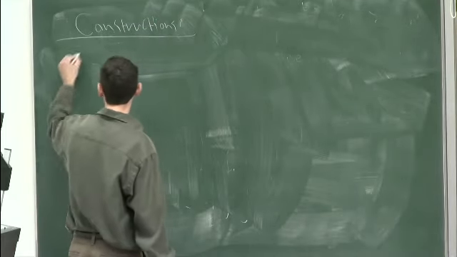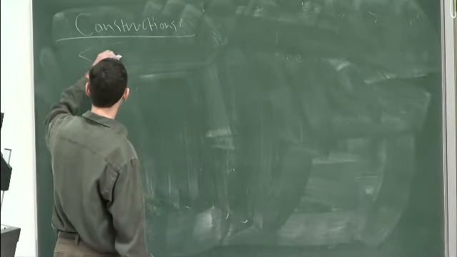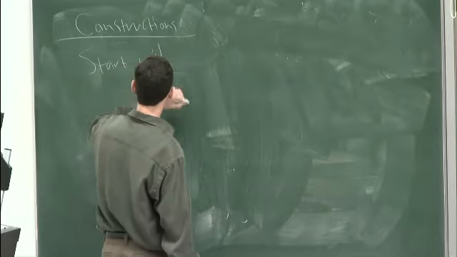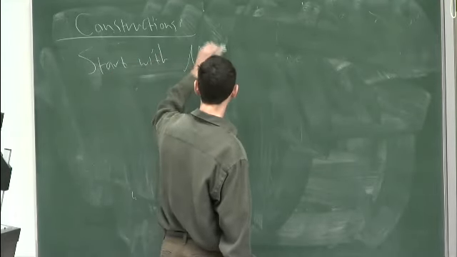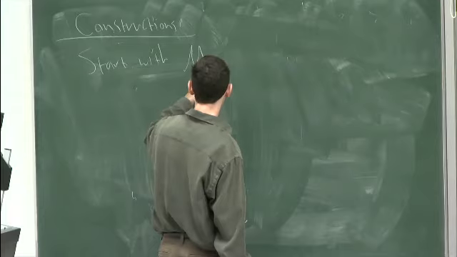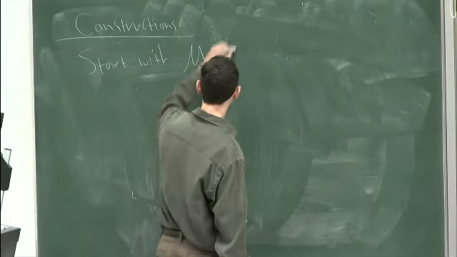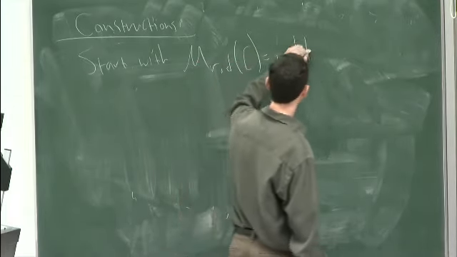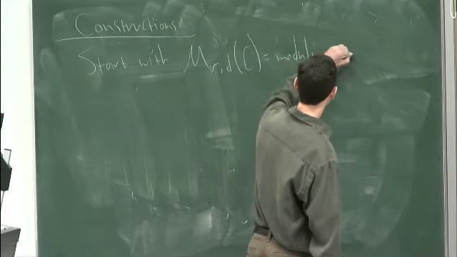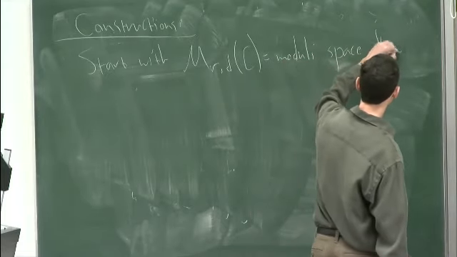Okay, so let's start with, let's say, M_R(D,C), which is going to be the moduli space of vector bundles.